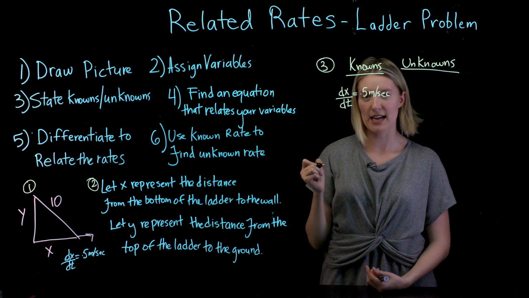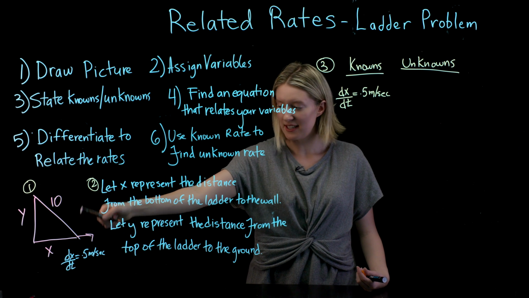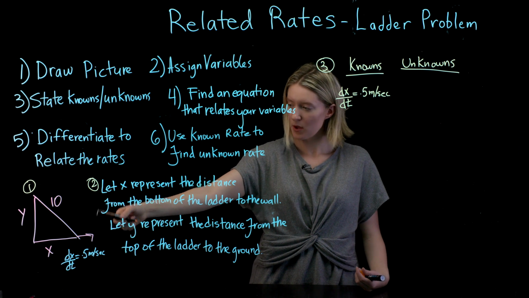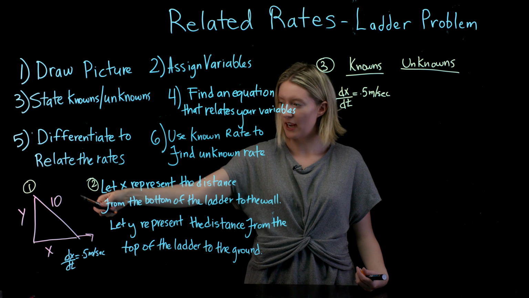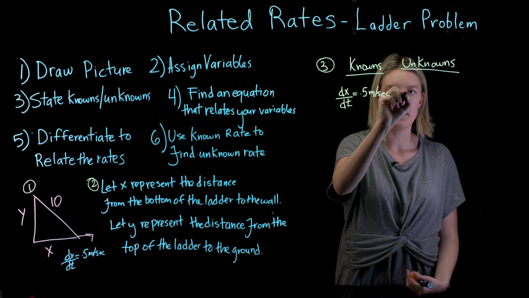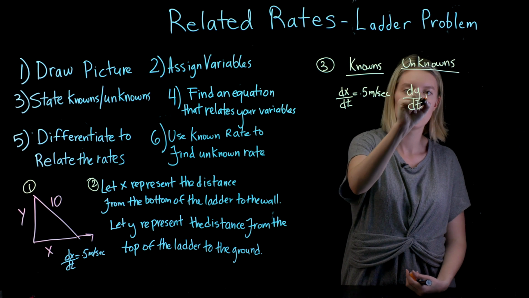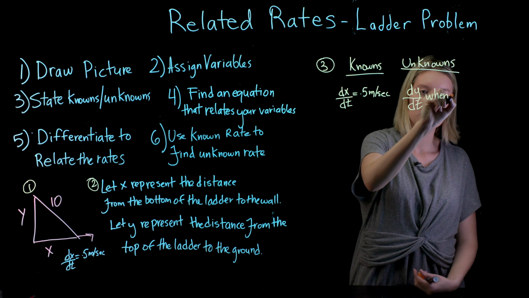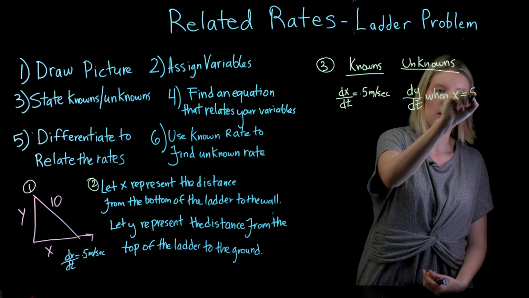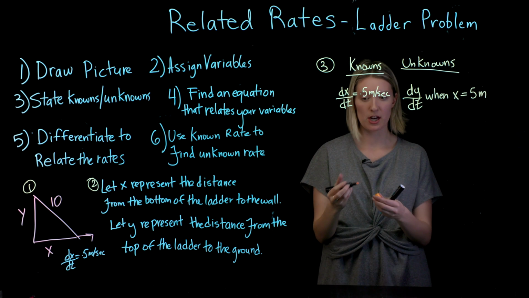And the question was asking us, when the bottom of the ladder is 5 meters away, what is the rate at which the top of the ladder is moving towards the ground? So in this problem, we need to find dy/dt at the precise moment that x is equal to 5 meters. Okay, so we've listed our knowns and unknowns.